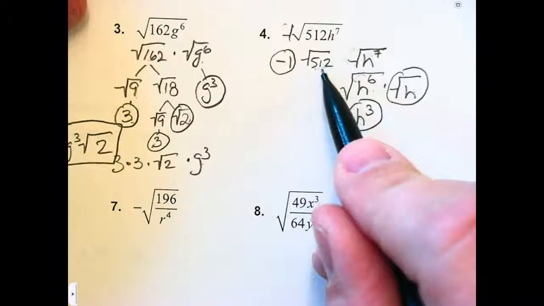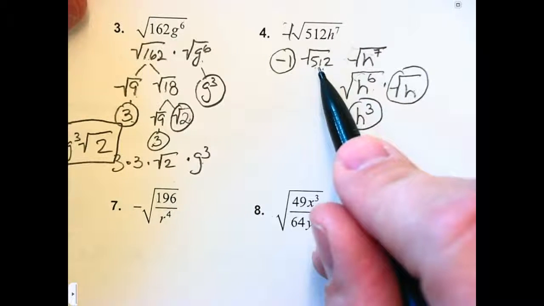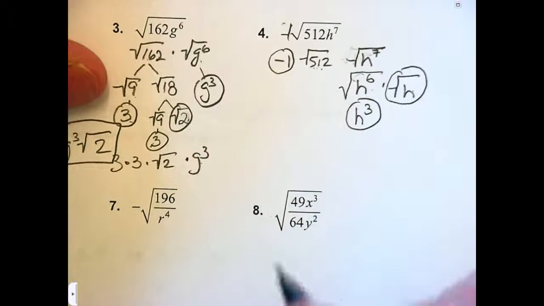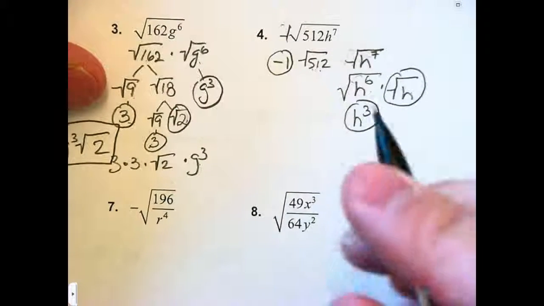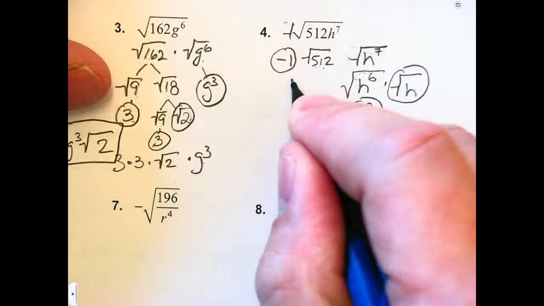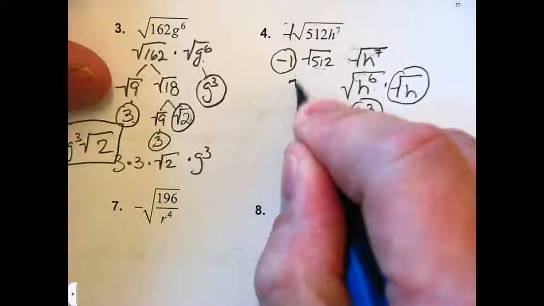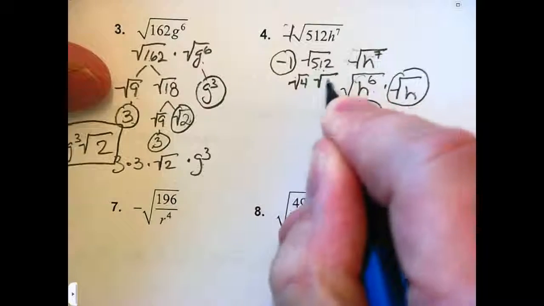Half of 512? 256. Can you cut 256 in half? Yes. What is it? 128. That means root 4 by root 128 goes into that.